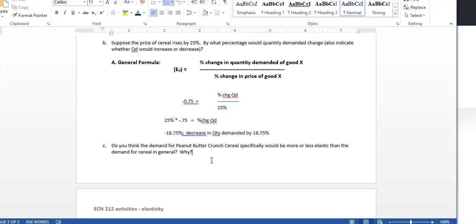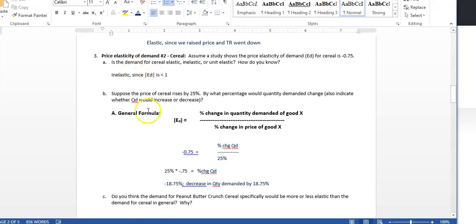So we're going to be more sensitive to a change in price of peanut butter crunch cereal. Now, what about cereal in general? That's a very broad definition of the market. There are not a whole lot of alternatives to cereal. So the broader the definition, the more inelastic demand will be. The more narrowly defined, like peanut butter crunch cereal, the more elastic demand will be. There's our answer, and we're done with problem 3.